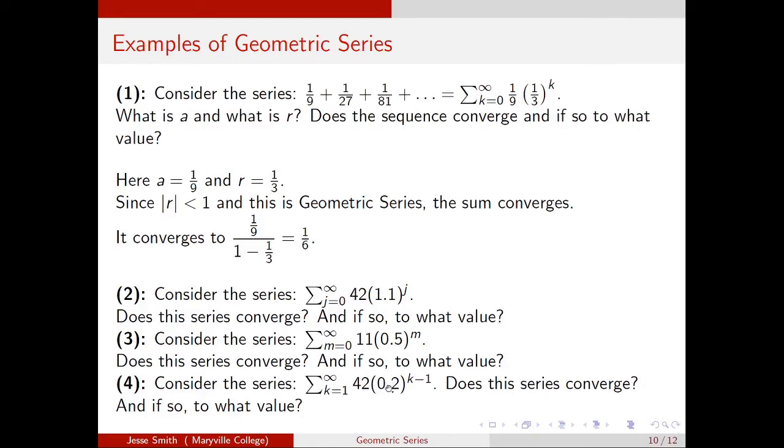Here a is 42, r is 0.2. The absolute value of r is 0.2, so you can plug a and r into the formula and get the value to which it converges. That formula is only valid if the absolute value of r is less than 1. So in example 2 on the screen, the formula a divided by 1 minus r is not helpful. That doesn't give you the value to which the series converges, because in number 2 we actually diverge.